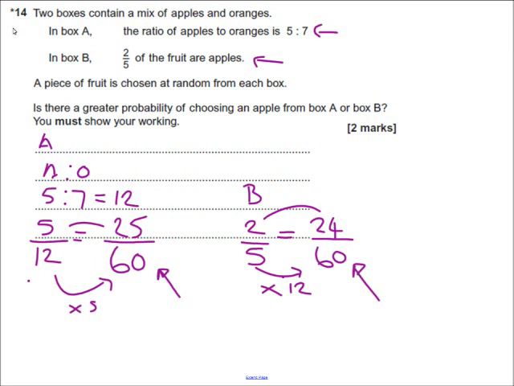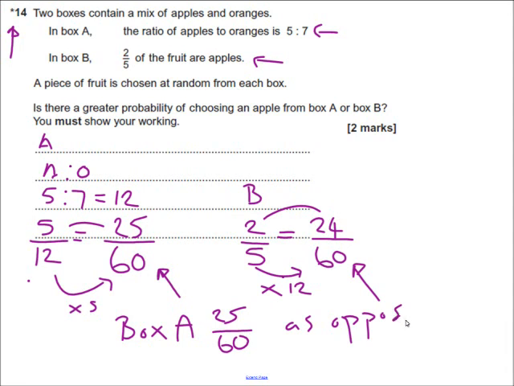So we need to write something in words because it's got an asterisk. So you would write something along the lines of box A has more apples as it has a proportion of 25 over 60 as opposed to box B which has a proportion of 24 over 60.